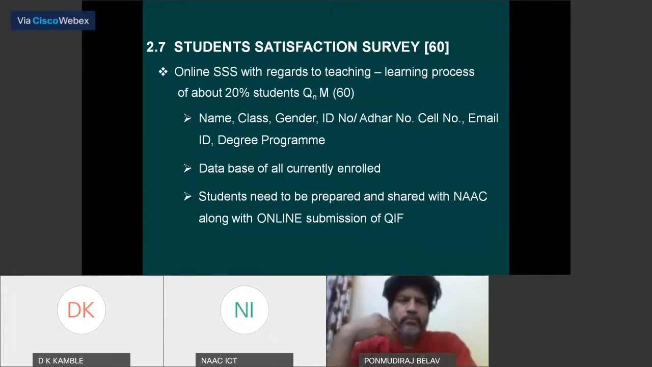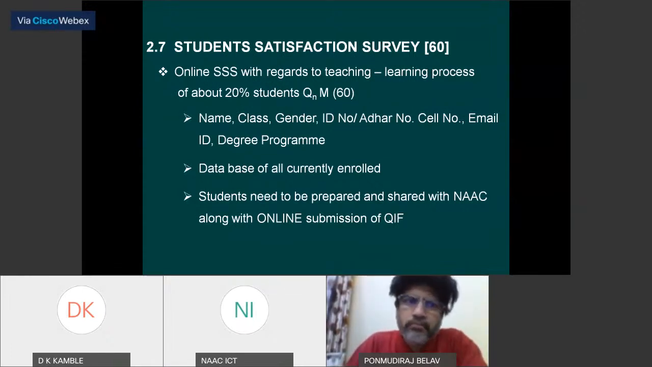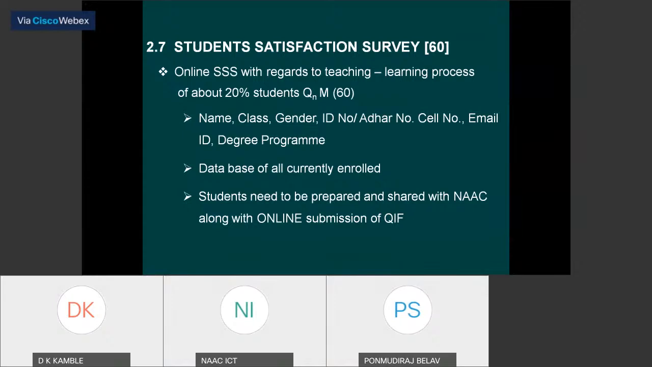So coming to the student satisfaction survey in criteria 2, key indicator 2.7, metric 2.7.1, while filling the SSR submission, if you click criteria 2, that 2.7.1, one format will be there, provided by NAAC. In that format, the institution has to give the student detail information for the student satisfaction survey. What is the student satisfaction survey information? See, how many students are admitted in the institution? Out of the total admitted students, as per the NAAC norms, a minimum of 50% student details is required.